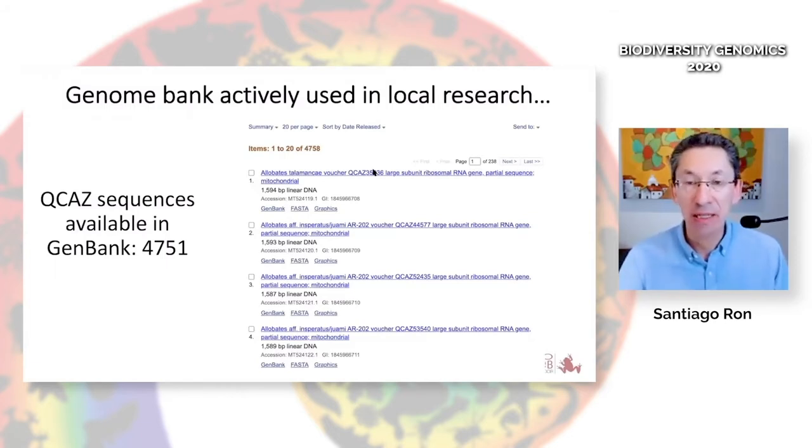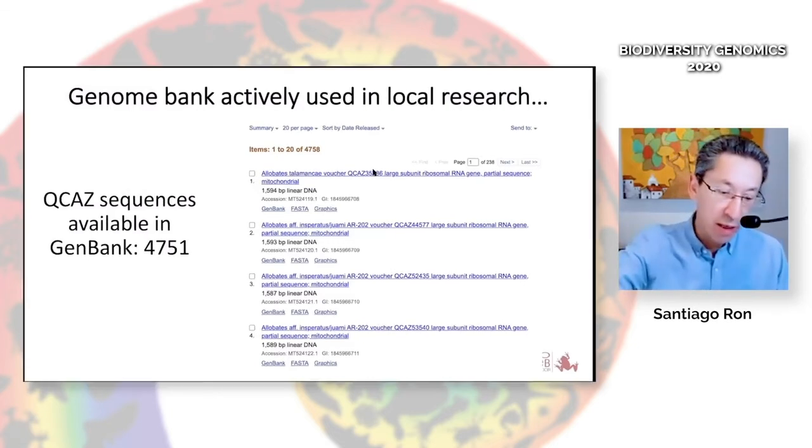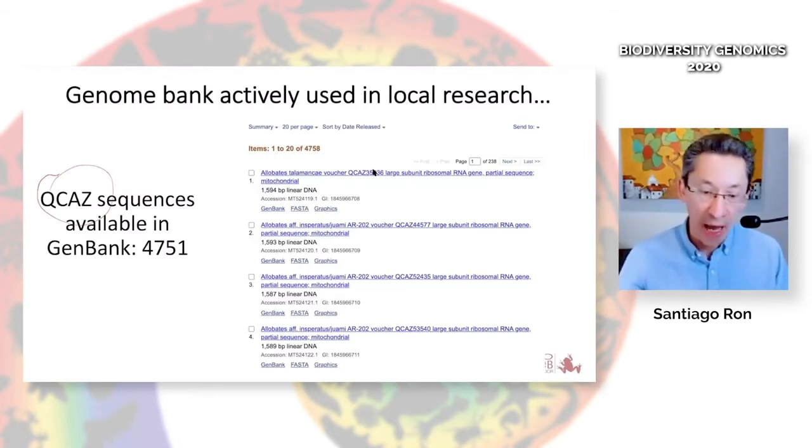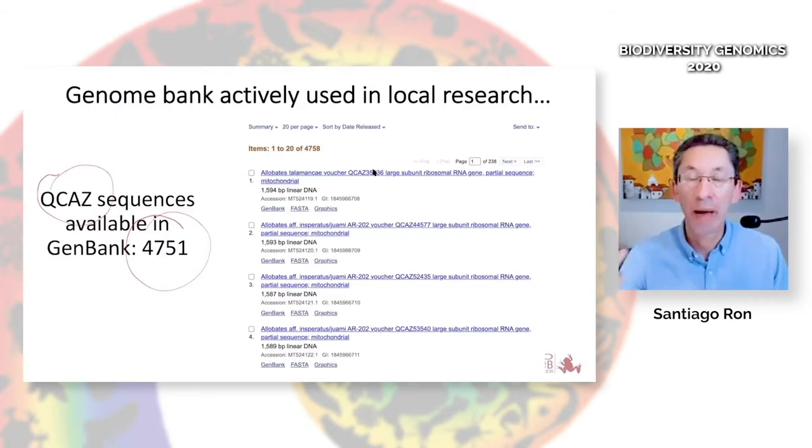This can be easily demonstrated by conducting a search at the genome bank of the CUCAS acronym, which is the acronym for our zoological collection. And quickly, you will get over 4,700 accessions at GenBank, which is a demonstration of the large number of studies that have been using our genome's resources during the last years.